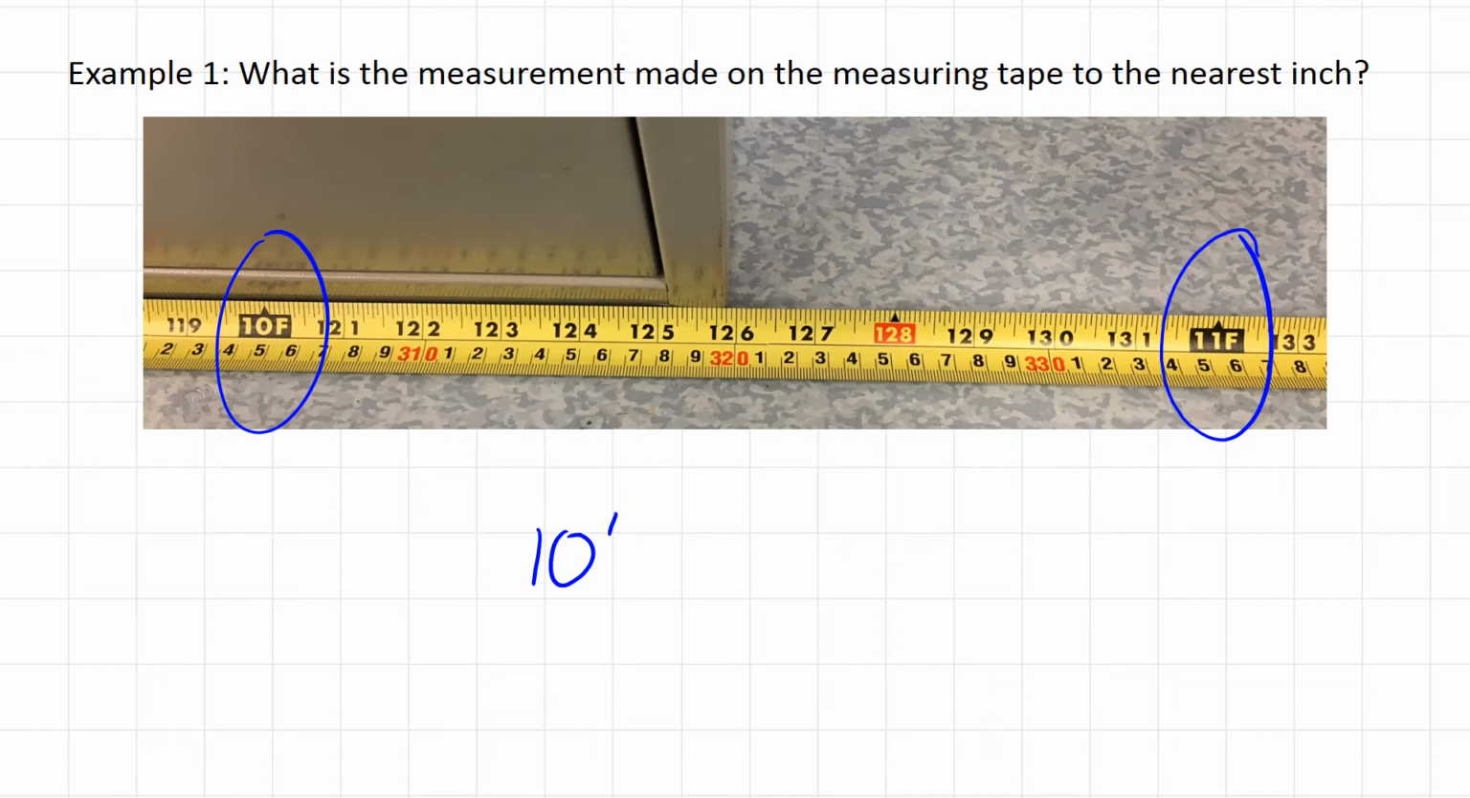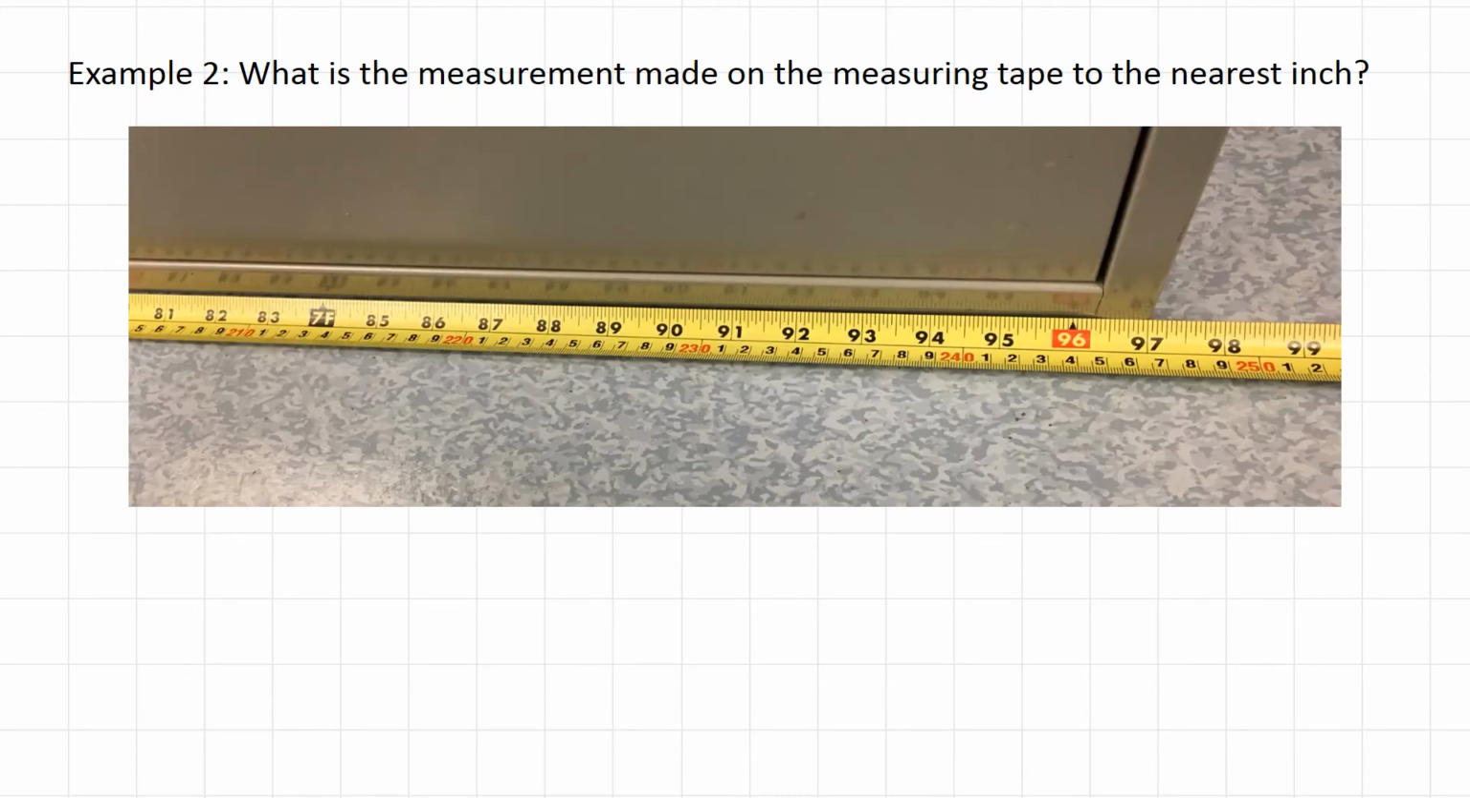So now we have to read the inches here. And so starting at 10, one of the easiest ways to do this is just count upwards from 10. 1 inch, 2, 3, 4, 5, and then you see we land pretty close to 6 inches, and this is asking us to make a measurement to the nearest inch, so we can round here and say that that's 10 feet 6 inches.